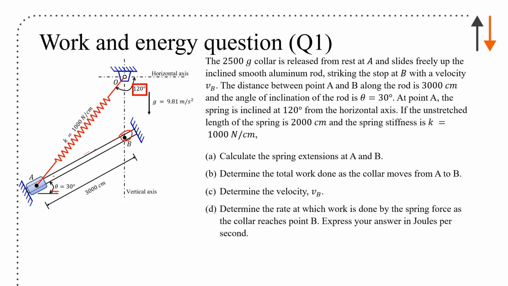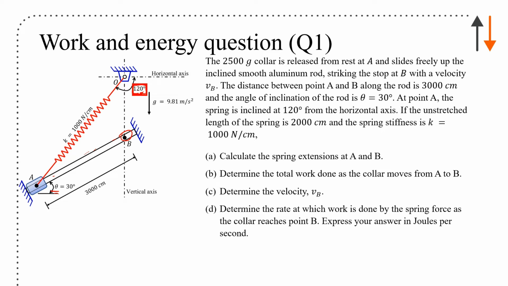At point A, the spring is inclined at 120 degrees from the horizontal axis. So the important thing here is to recognize this 120 degrees that is mentioned early on in the problem. If the unstretched length of the spring is 2,000 centimeters and the spring stiffness is K equals 1,000 newtons per centimeter, so it is a spring with a very large spring constant.